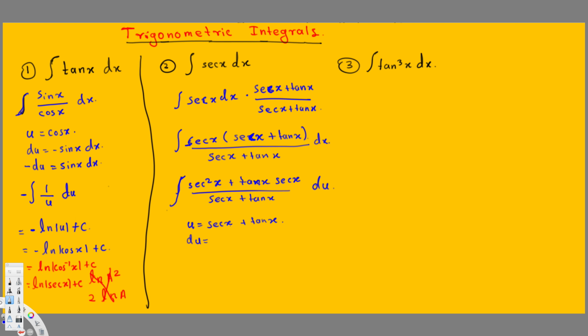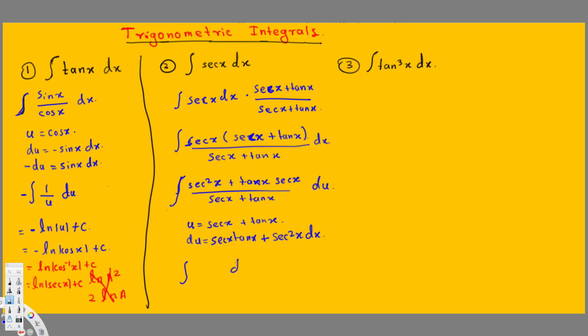The derivative of sec x is sec x tan x, then the derivative of tan x is sec square x. So we are going to have sec square x dx. Now I can substitute and write this in terms of u. Instead of sec square x plus tan x sec x dx, I replace this with du.